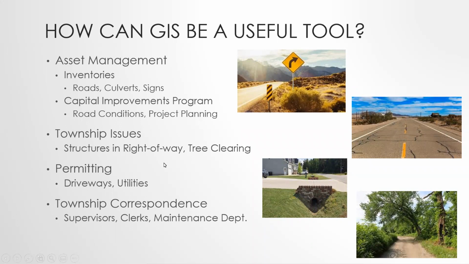We also use it for permitting. So we do a lot of driveway permits and utility permits. And there is a busy season, so it helps to have them located on a map, and then indicate whether it needs to be inspected for turf establishment or proper construction, whether it passed or whether it failed. And everyone is on the same page on that information, so you are able to get a hold of the owner of the driveway or the utility company for the utility permit.